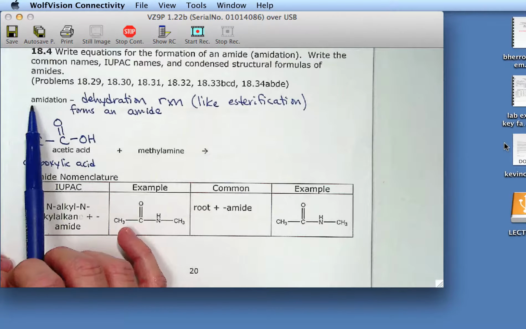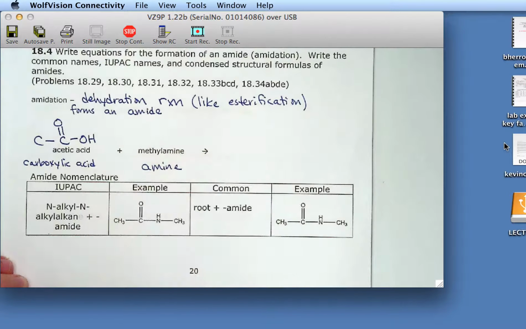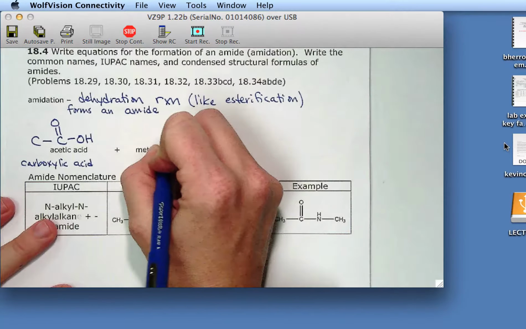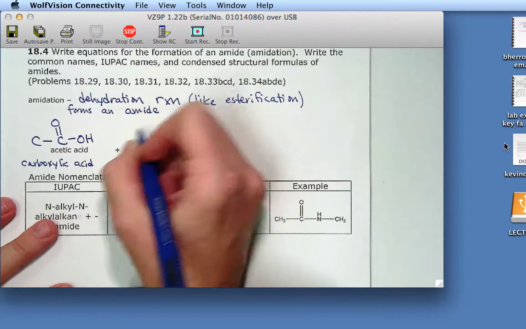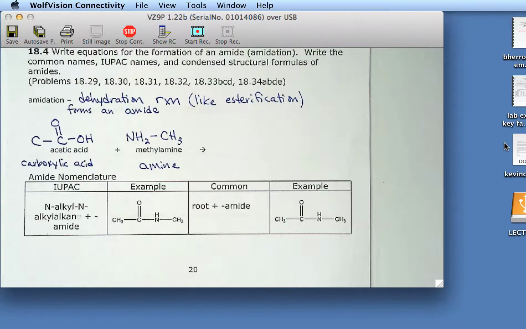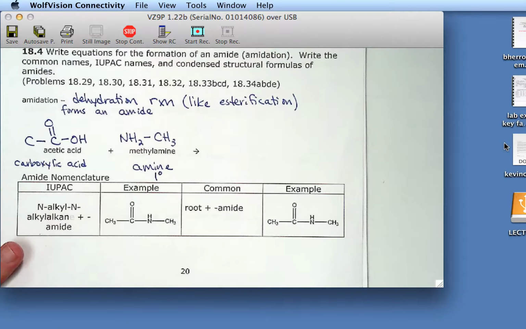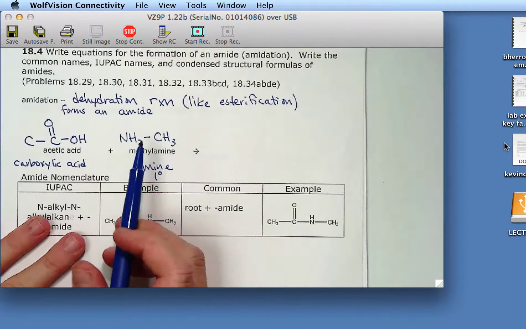So to form an amide, you need a carboxylic acid and an amine. So methylamine, how many carbons are in methylamine? 1. So I'm going to write it this way. Is this a primary, secondary, or tertiary amine? Primary. Good. Now, I'm not saying that every amine has to be primary in order for these amidation reactions to occur. In this case, it's just a primary amine.